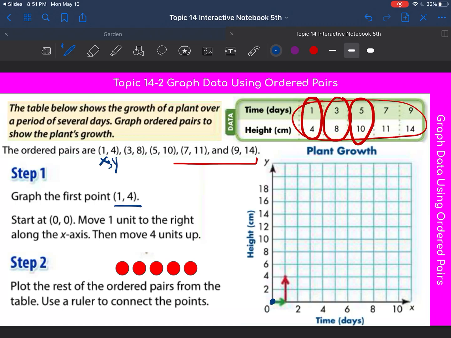We start at (0, 0). We move 1 unit to the right along the x-axis. So you can see we move 1 unit to the right. And then we move 4 units up on the y-axis.